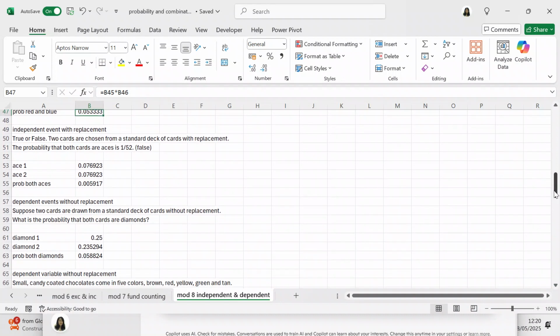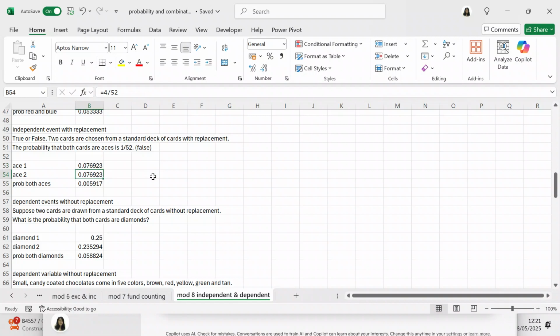So we have another question, which is an independent event with replacement. This is a true or false question, and it's false, but we're going to go ahead and go through it anyway. Two cards are chosen from a standard deck of cards with replacement. The probability that both cards are aces is 1 divided by 52 is a false statement, but we'll go ahead and go through it. So the probability of the first ace is 4 divided by 52 because there's 4 aces in a deck of cards.